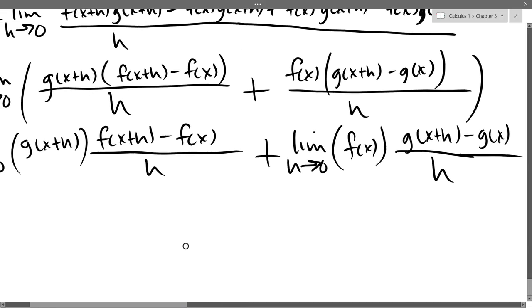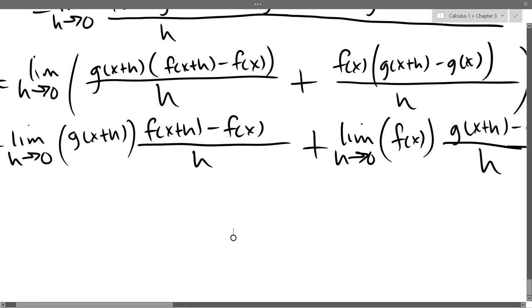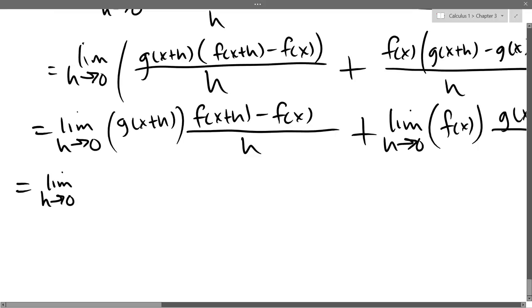All right, we're almost there. I'm going to use the product rule for limits. Very different than the product rule for derivatives. Very, very different. The product rule for limits is nice. You just take the limit of the first term, multiply by the limit of the second term. So there's my first limit, my second limit.